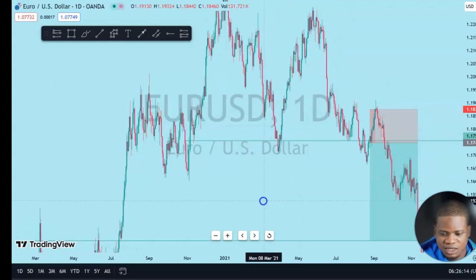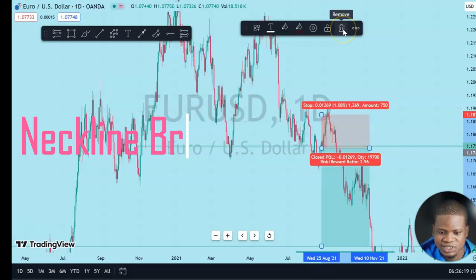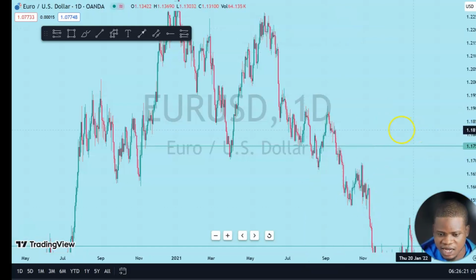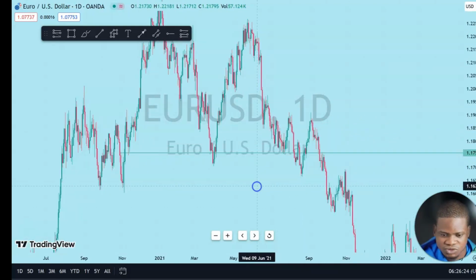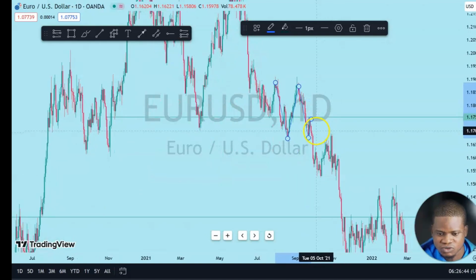The second strategy I use is what we call the pullback entry strategy. So the neckline break and the pullback entry. In this market, you see that when the neckline broke at this particular point, the market reversed and then came back here. Then when the market came back here, it reversed a little bit, which is like a pullback, then I enter. That is what we call the pullback entry.